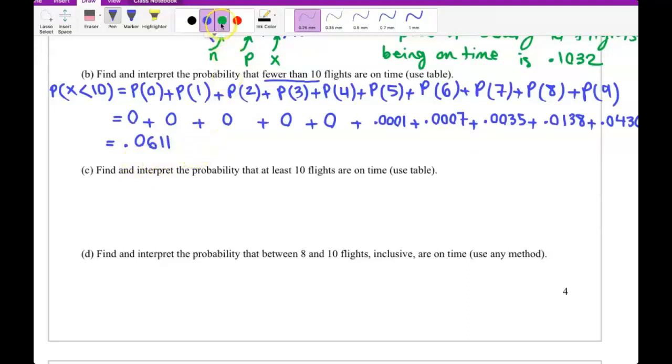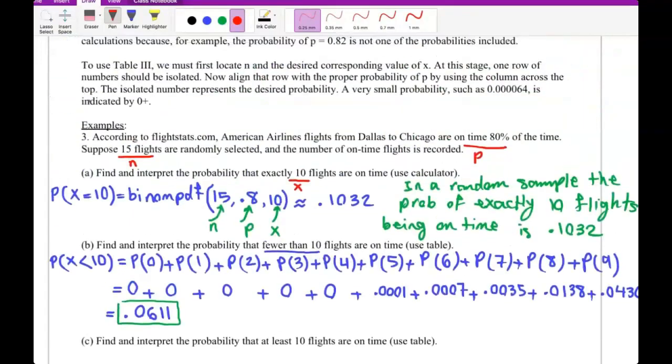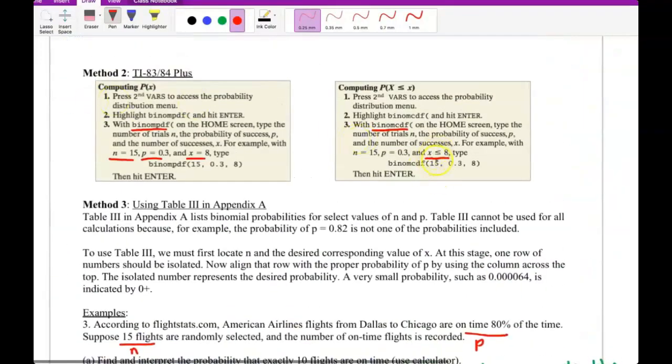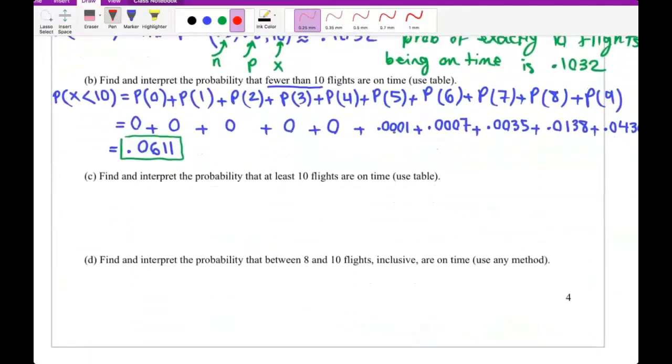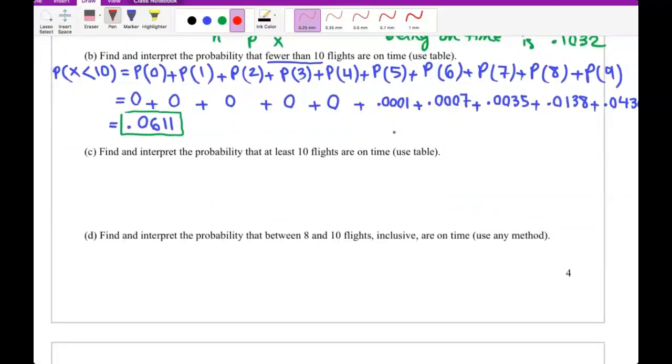Okay, so this was using a table, or we can use calculator. I didn't ask to use calculator, but let's work on that part too. So using calculator, here we have less than, I don't have equal to. Based on what we had here on top, see, here I have less than, so I need to use binomial CDF instead of PDF. So use binomial CDF.